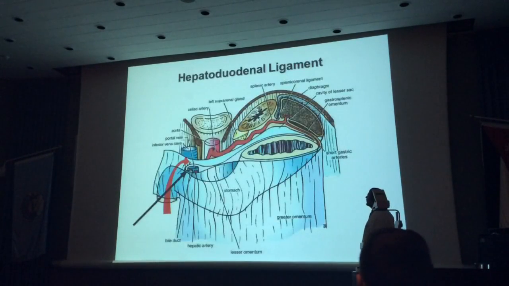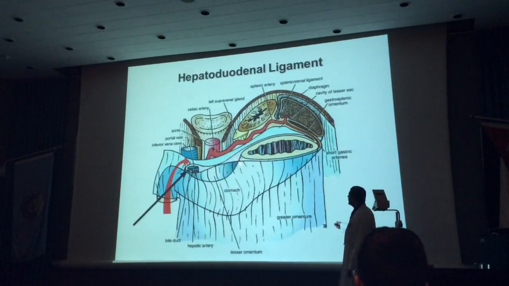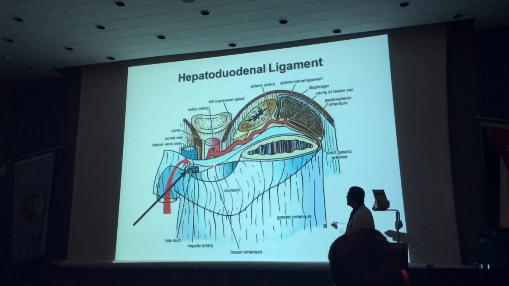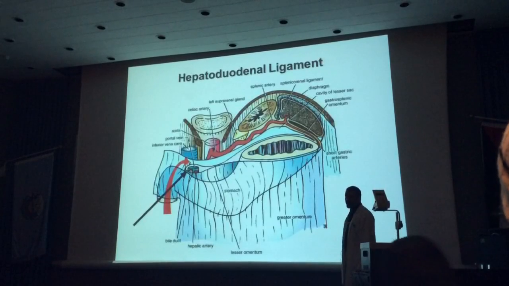Okay, this is the hepatoduodenal ligament. We agreed previously this is the lesser omentum. As you see, the two layers, posterior and anterior to the stomach, go up towards the liver, forming the lesser omentum. The free margin of the lesser omentum forms the hepatoduodenal ligament from the duodenum to the liver, and within it you can easily see the portal triad. Okay?